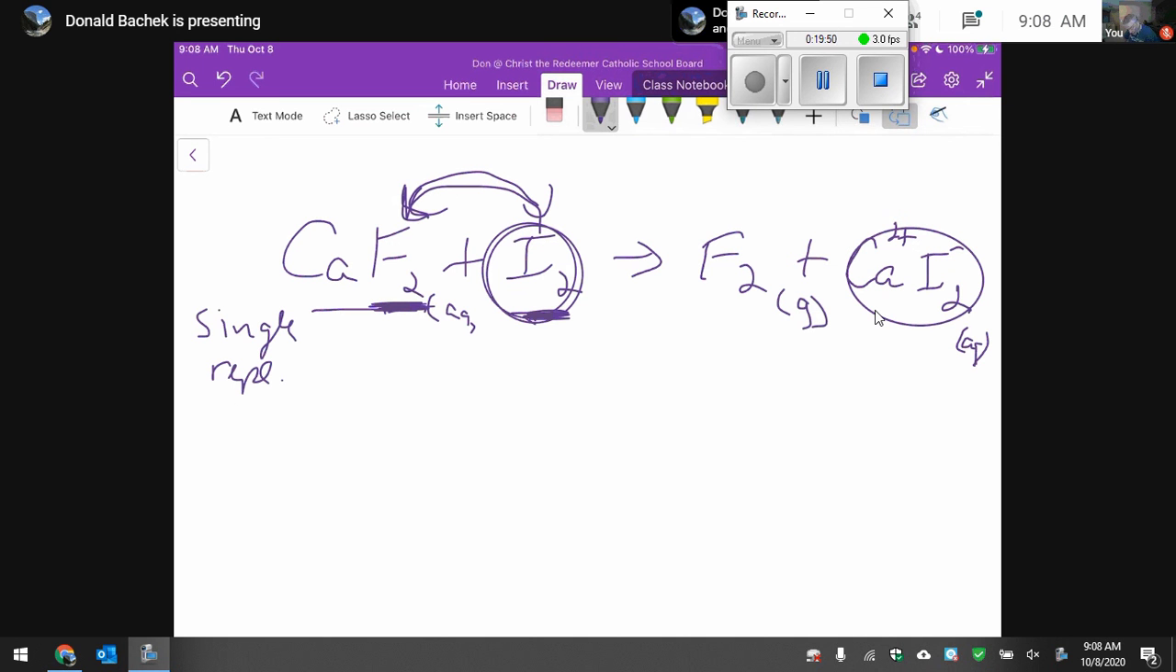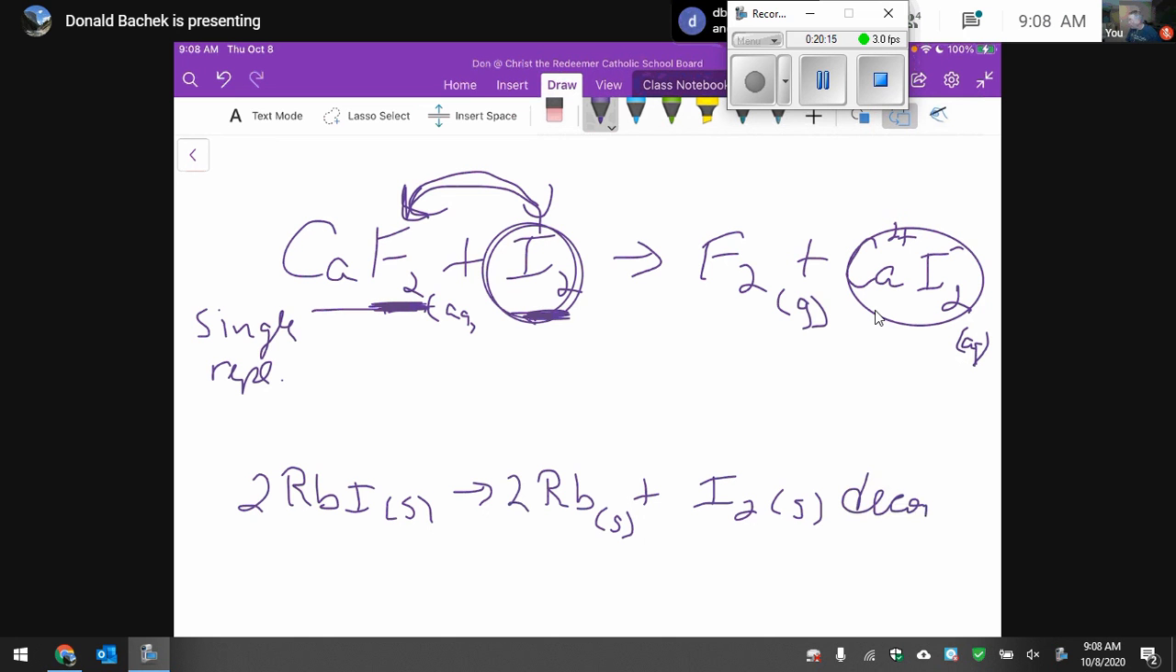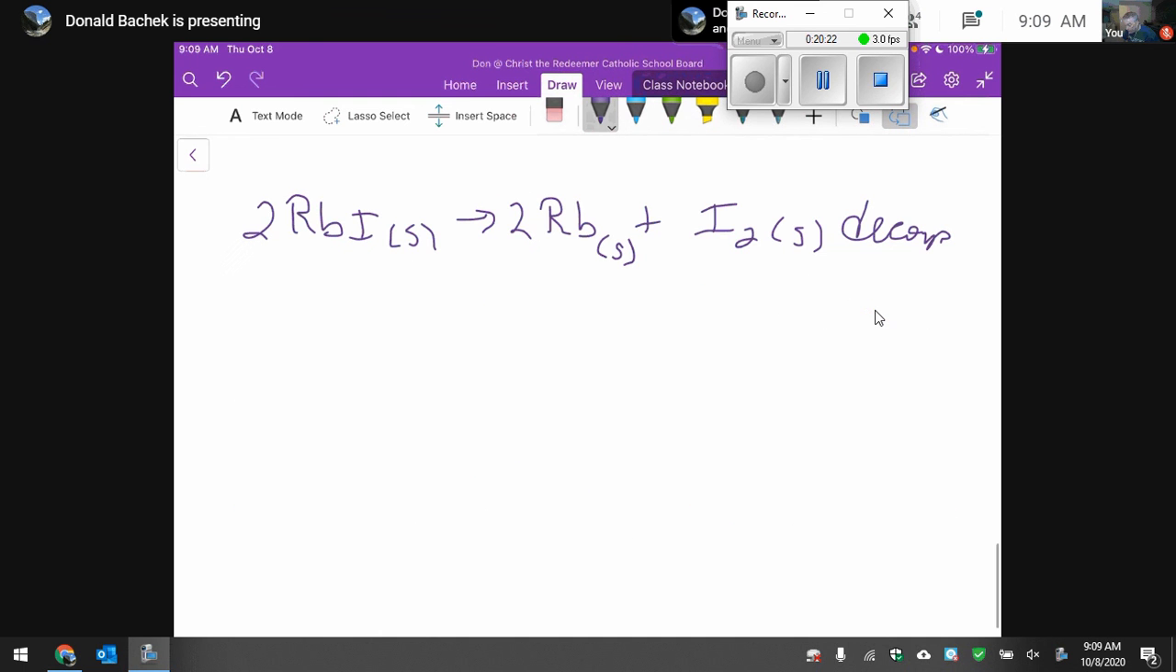This one here, RbI. That's a solid, of course, ionic compound, and we're going to get some rubidium. Now, an I has to be by itself here. So when we write I by itself, again, it's I2, H2, N2, O2, Cl2, etc. So that's what we're going to end up with there. I would probably put a 2 here and then 2 there, and I would say that this is, of course, decomp. Good? Okay, questions, anyone? I'm going to scooch that up here.